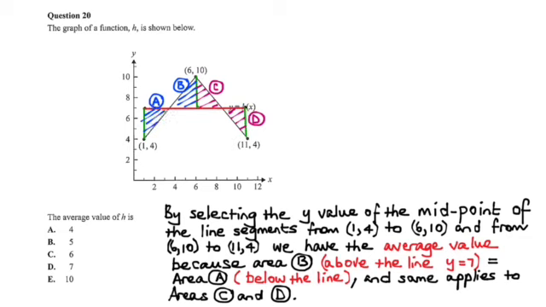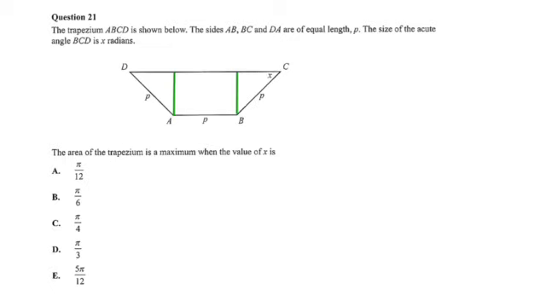Well, that's what you're doing with average value. So therefore, guys, y equals 7 is the average height, which is option D. Okay? Question 21. The trapezium ABCD is shown below.